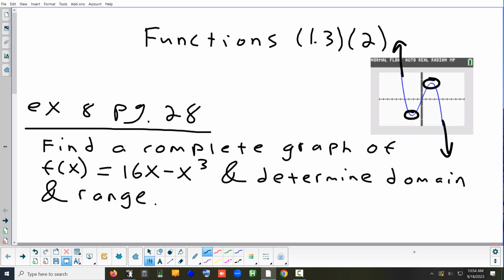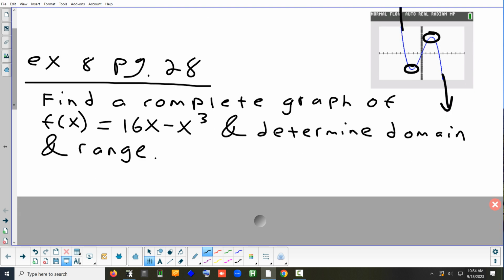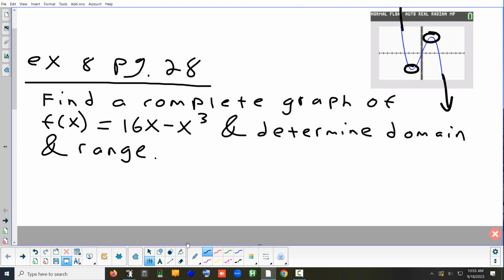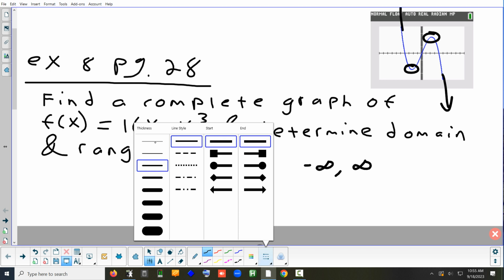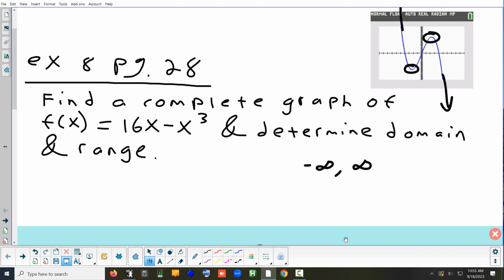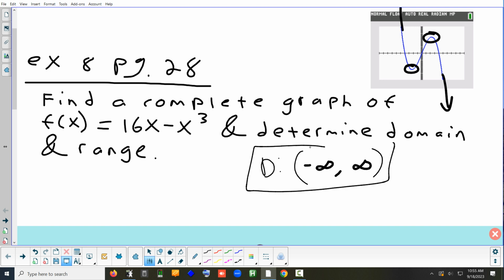So does anyone remember how we write all real numbers? As like an interval. Would it be plus infinity, comma, minus infinity? The other way. So you always put the low value first, then the high value. And then we have to put symbols around that. The two symbols are either brackets or parentheses. Bracket means you can reach the value. Parenthesis means you can't. So can you reach infinity? No. So that is how you write the domain.